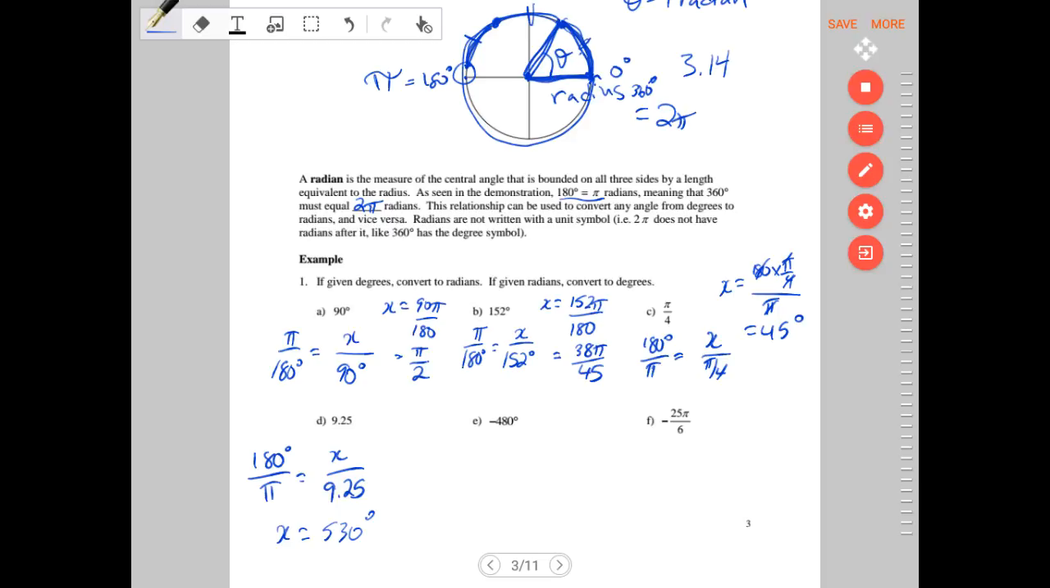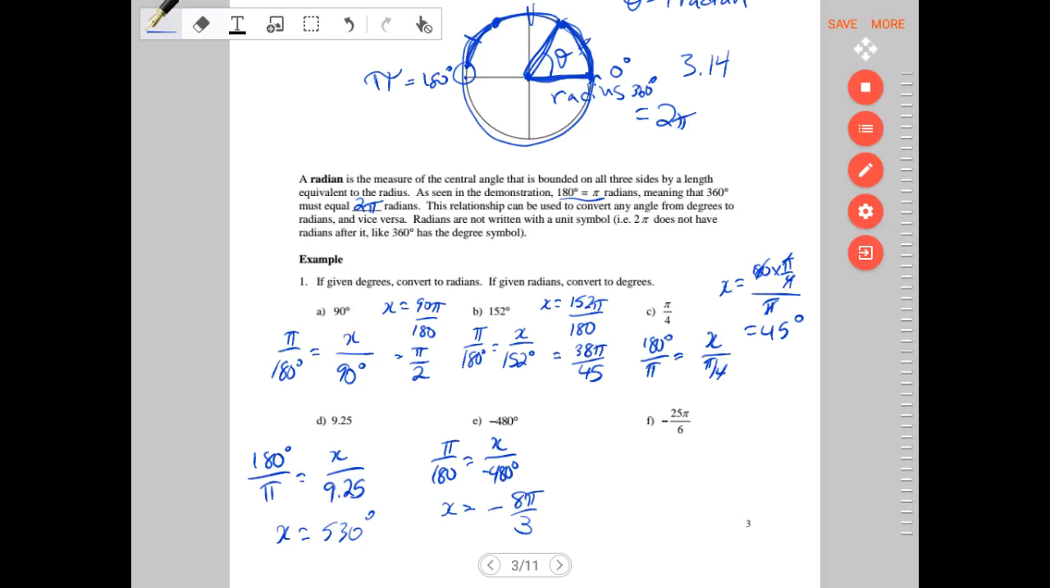Okay, negative 480 is in degrees, sorry. So we're going to change it into radians. So pi over 180 is equal to x over negative 480. Again, cross multiplying gives us x equals negative 8 pi over 3 in lowest terms. You can always use your math frac button on your calculator to help you figure out the lowest terms. Just don't type in the pi. Just go 480 divided by 180, change that into a fraction, and put a pi at the end of it.